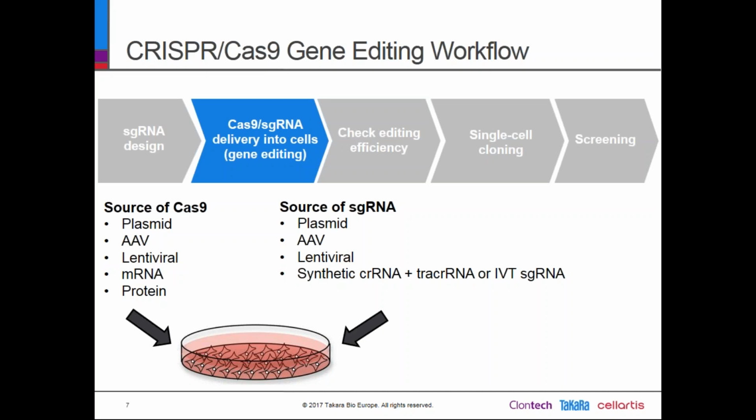You might also plan to deliver Cas9 mRNA directly together with synthetic guides or in vitro transcribed sgRNA. And last but not least, protein delivery is also possible. Today I would like to show you two examples of protein delivery, or RNP delivery, so delivery of ribonucleoprotein complexes of the active Cas9 protein together with in vitro transcribed guide RNA.